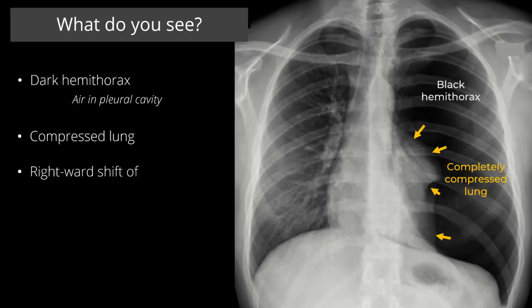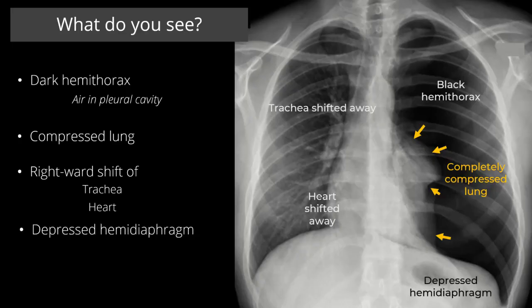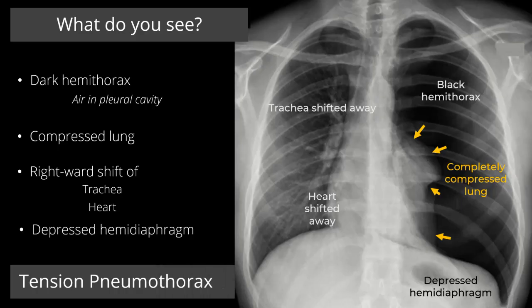The trachea is shifted away, as is the heart moved to the contralateral side, and the diaphragm on that side is depressed. So this is no ordinary pneumothorax, it's a tension pneumothorax, and this is a critical finding that is a medical emergency.